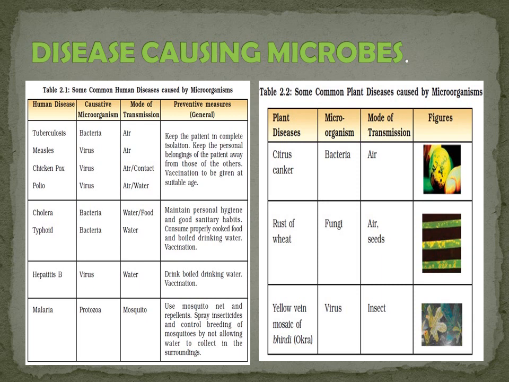Next is cholera and typhoid. These are also bacterial diseases. They are caused by infected food and water. So in this case we should always cover the food and water. We should always eat fresh food. We should cook the food properly as well as boil the drinking water and should take care of hygiene and adopt good sanitary habits.